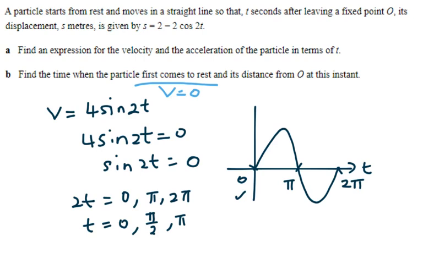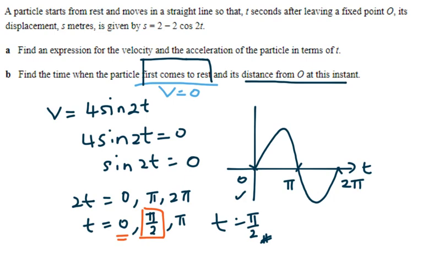But since the question mentioned when it first comes to rest, the value cannot be 0, because this is the starting time. So the first time that it comes to rest will be when t is equivalent to pi over 2. Hence, t will be pi over 2. And at this point in time, you also have to find the distance of the particle from O.